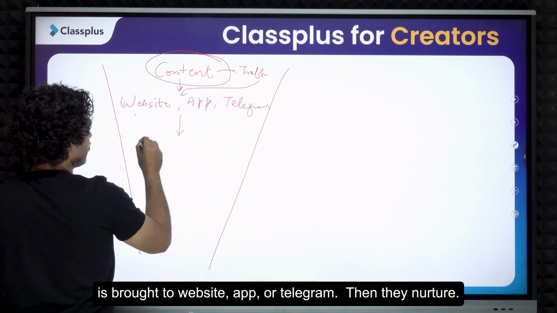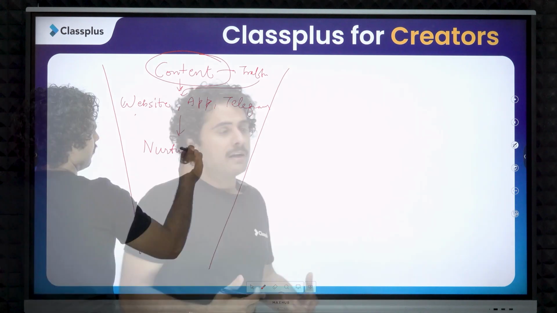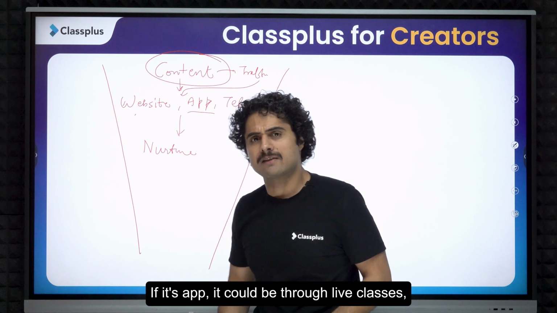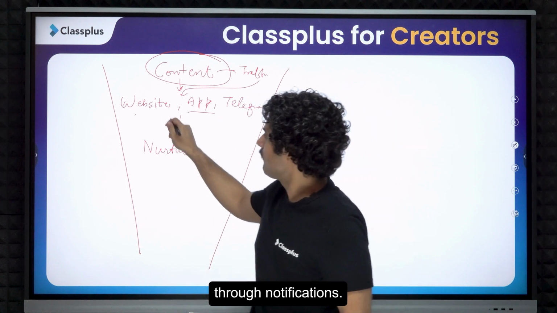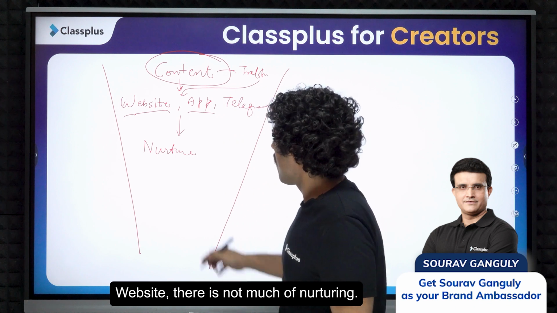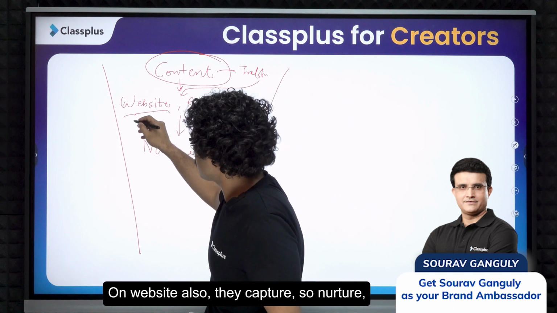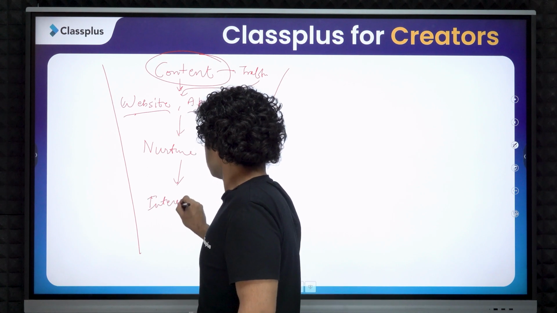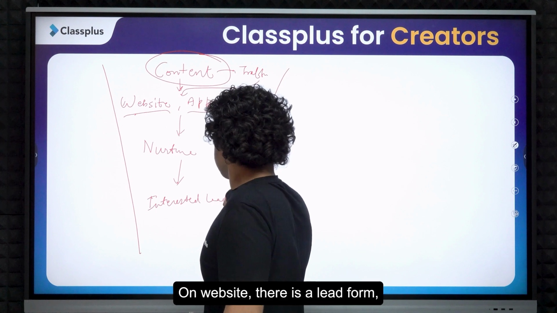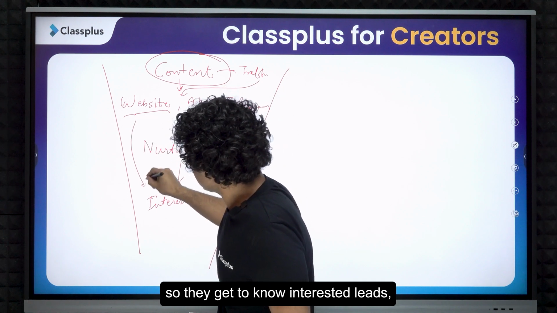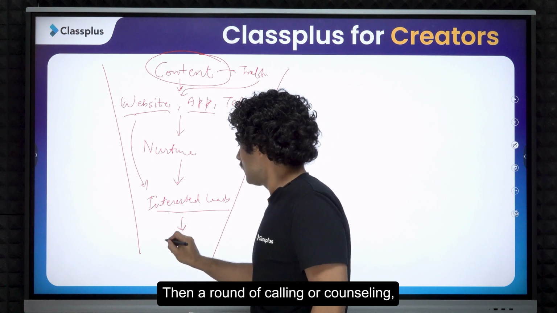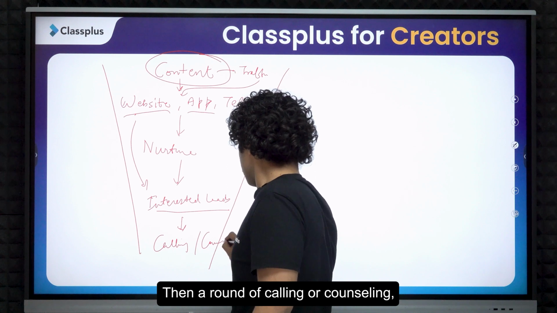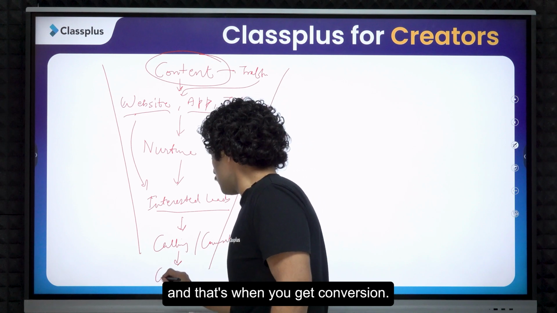Then they nurture. If it's Telegram, they share content on Telegram. If it's app, it could be through live classes, through notifications. On website, not much nurturing happens. On website also, they capture, nurture, and then we get interested leads. On website, there is a lead form. So they get to know interested leads. Then a round of calling or counseling, and that's when you get conversion.